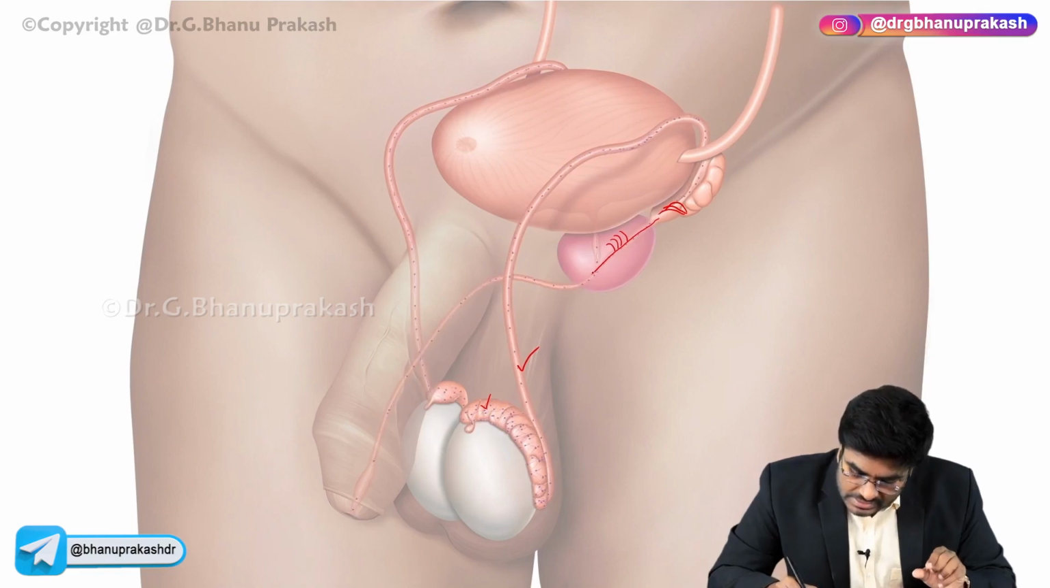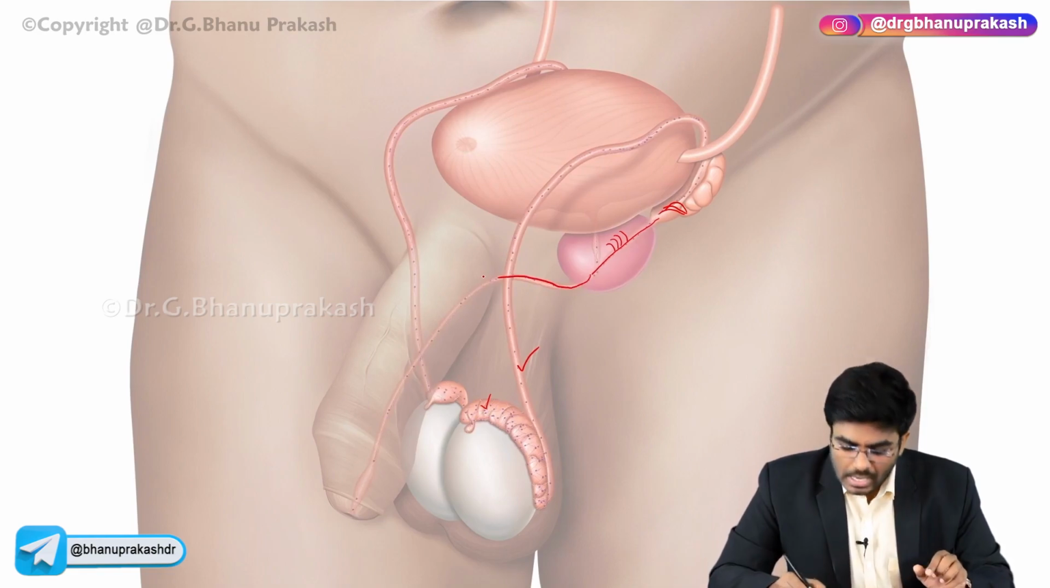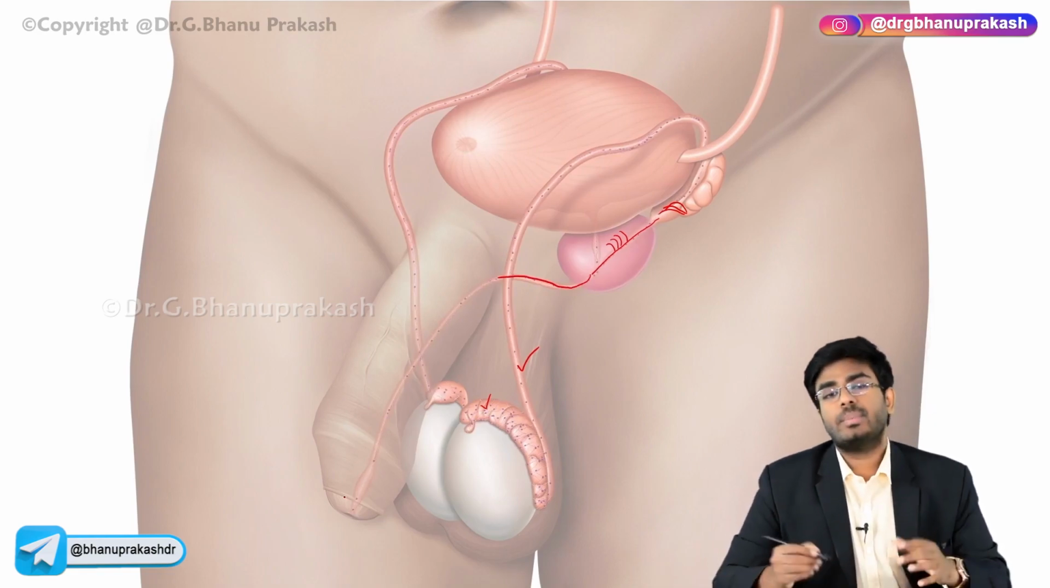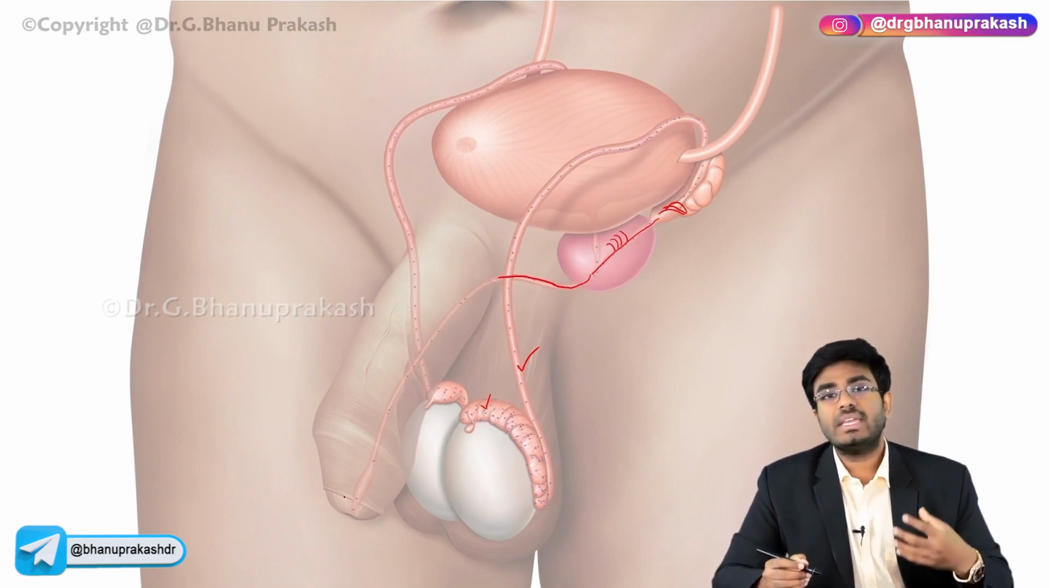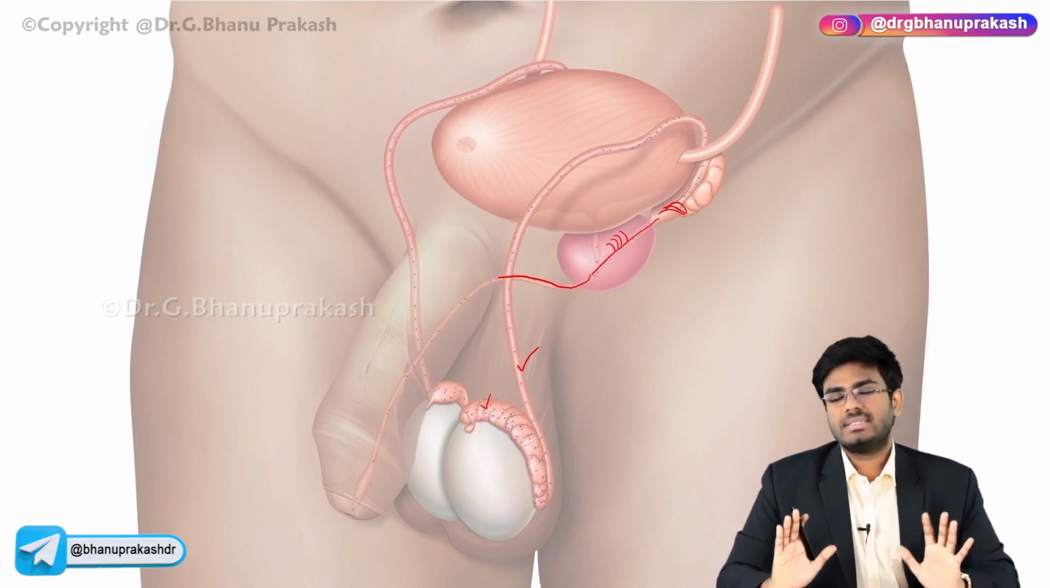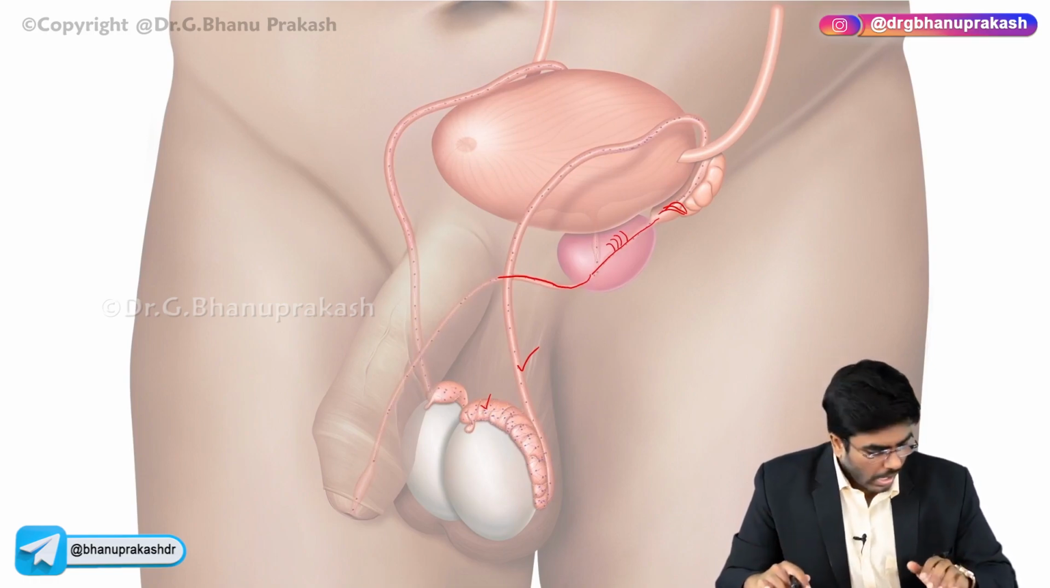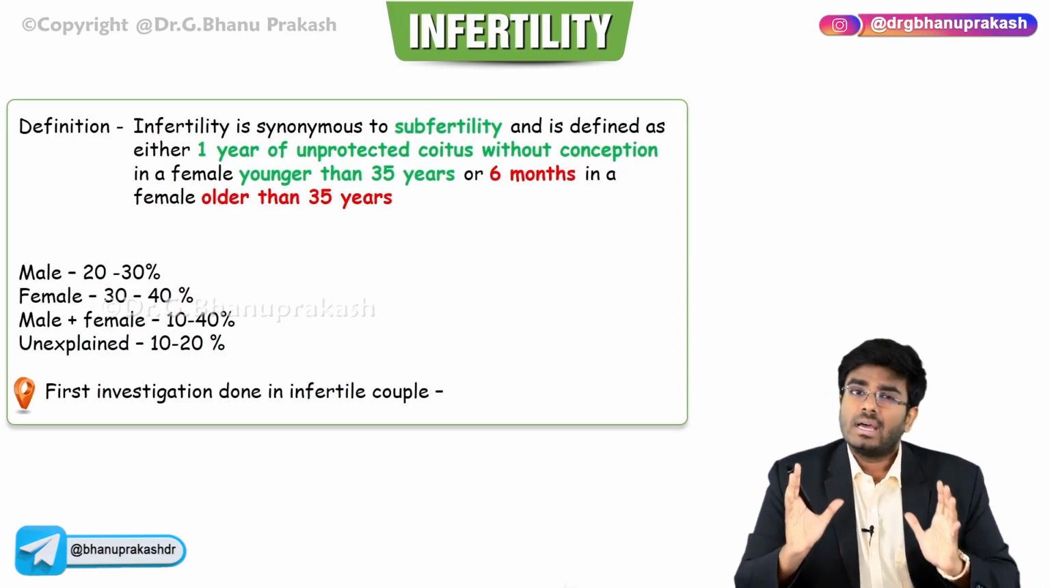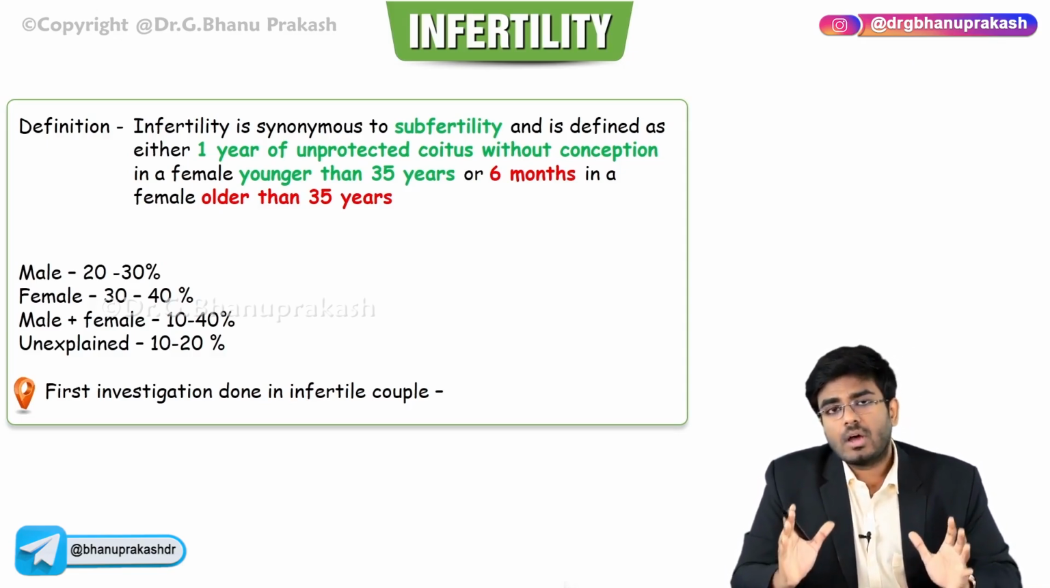Now after this ejaculatory duct comes out of the prostate, it becomes the urethra, and this urethra is going to enter into the penis, and from there the sperms are going to be ejaculated. So this is the basic sperm pathway. Now after this, please concentrate on the exact definition of infertility.